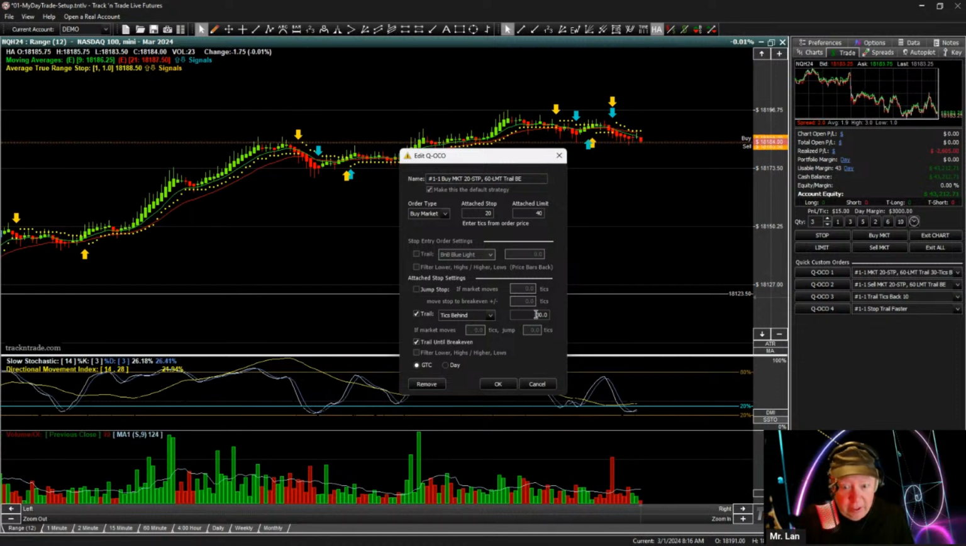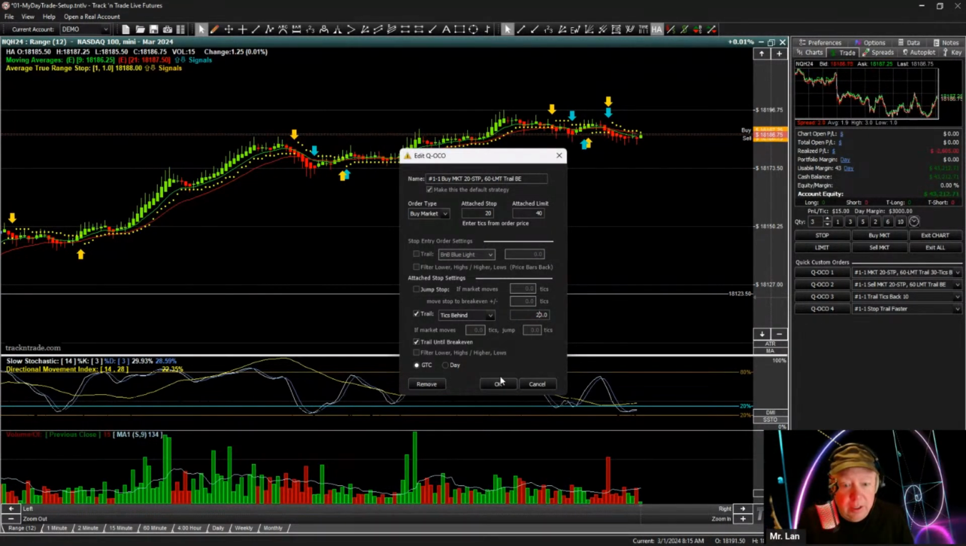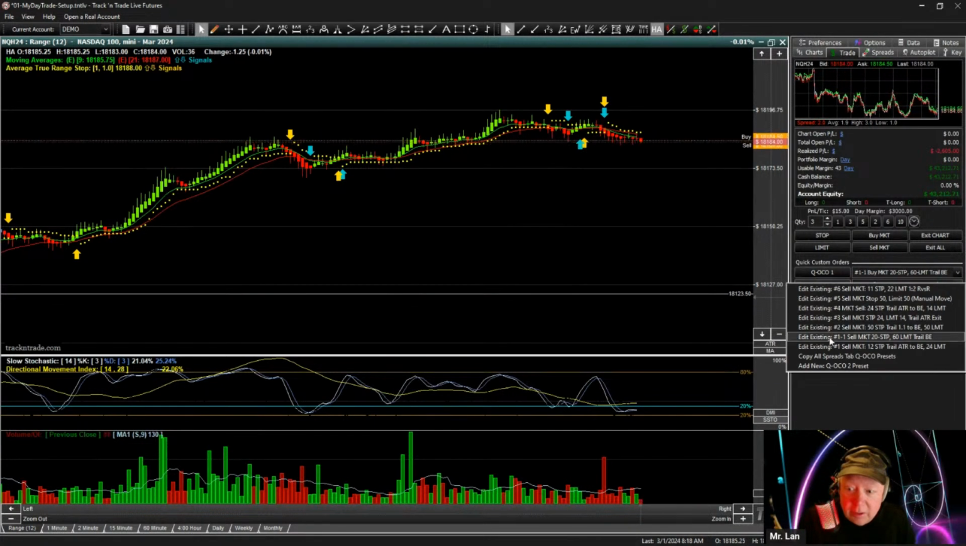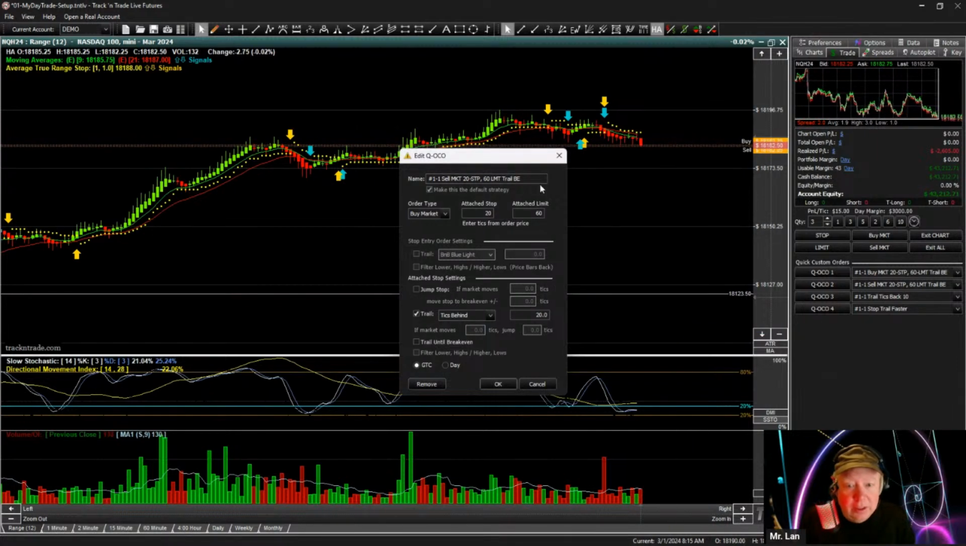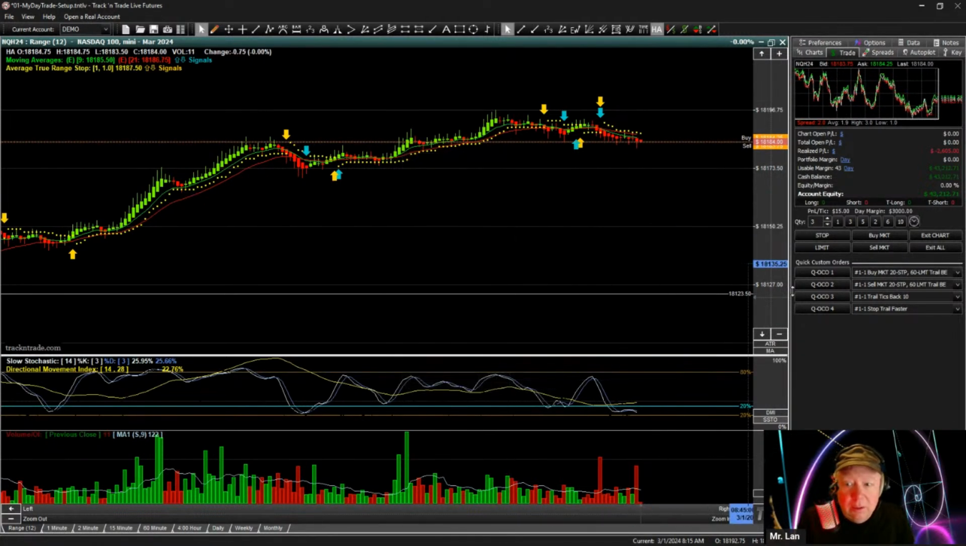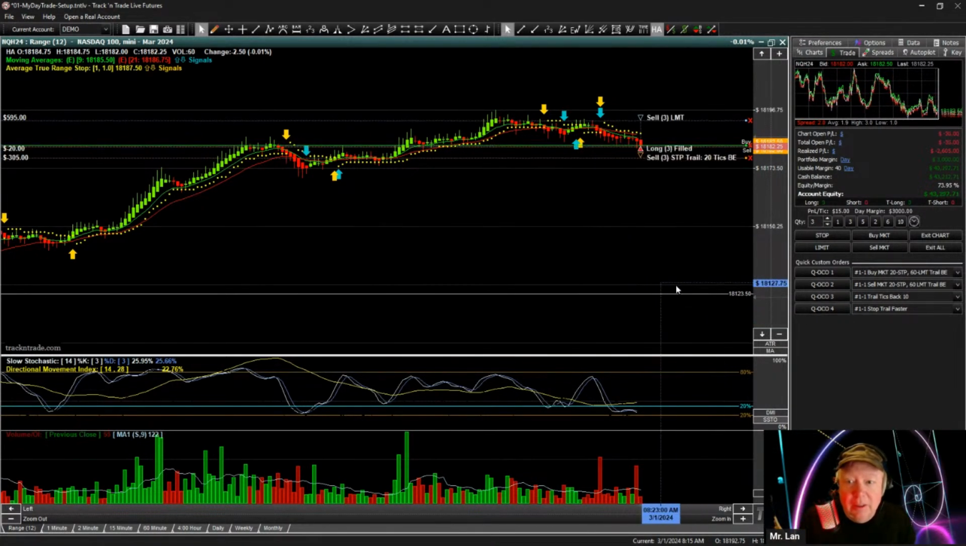Ticks behind, we're going to trail 20. Ticks behind. So we do the same thing on this one. 20, 20, 60. No, we need that to be 40. 40. Ticks behind 20. Okay, trail to break even. Okay, so now we can just click the button.